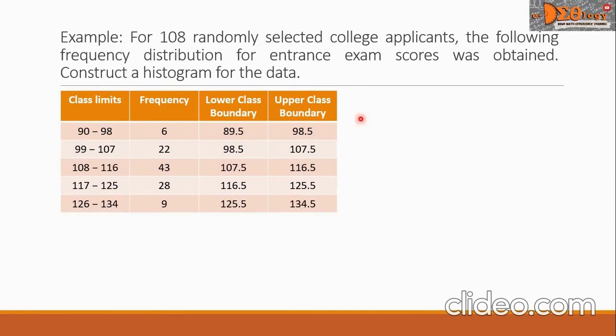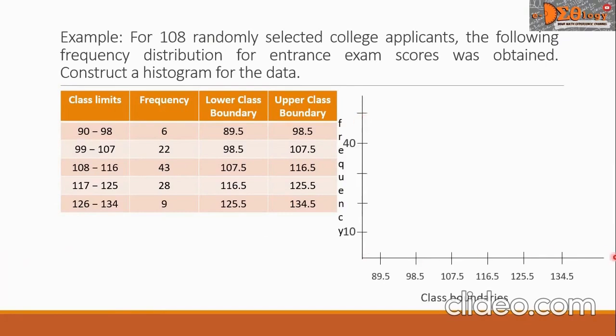Let us now write the histogram. First, let us draw the horizontal line and the vertical line here. In the horizontal line, we will write the class boundaries, and for the vertical line, we will write the frequency. Now, let us describe the first class interval. Take note, the first class interval has lower class boundary of 89.5 and the upper class boundary is 98.5. So this is from this point up to this point in our horizontal line. So the rectangle corresponding to our first class interval is given here. The width is from 89.5 to 98.5 and the height is up to the level of 6 in the frequency.